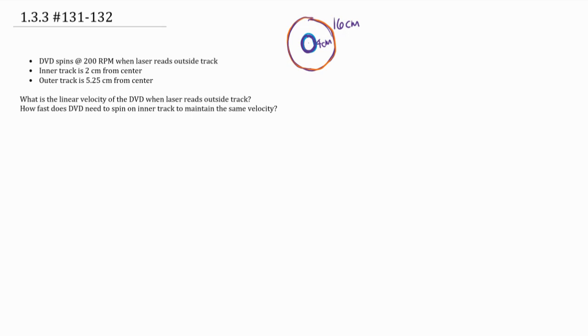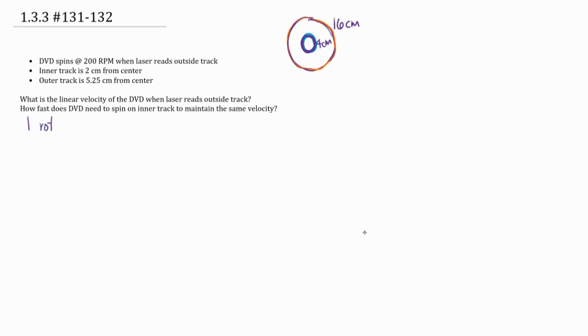In this particular problem, we have different values. So what is the linear velocity when the laser reads the outside track? Okay, so the outer track has a radius of 5.25 centimeters. Okay, so that means I'm just going to kind of write this out and then I'll show you my unit conversion.